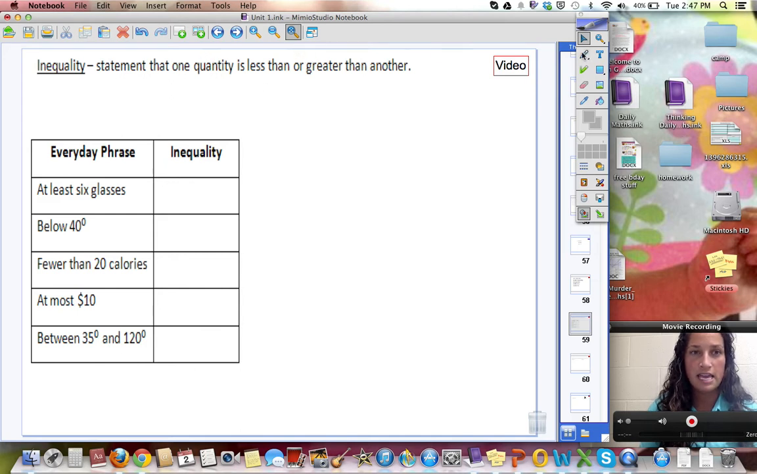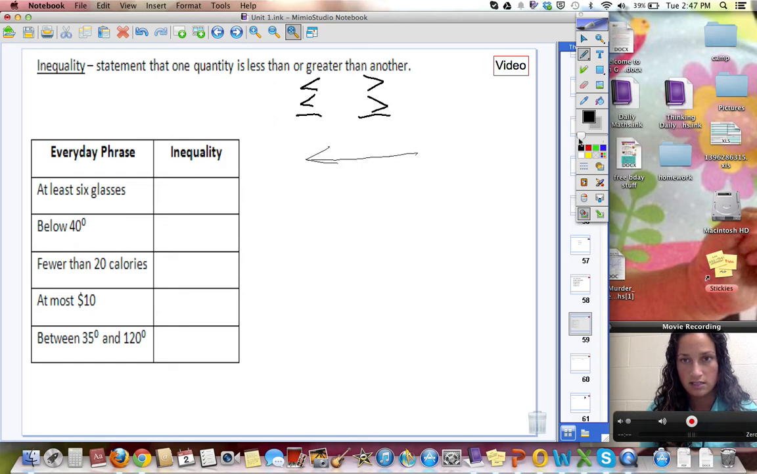It is a statement that one quantity is less than or greater than another quantity. So we can have it be less than or equal to, greater than or equal to. The way I like to think of it is, if you have a hard time remembering it, less than, if I draw an arrow, it points to the less than numbers on a number line. And then greater than, if I make that into a number line, points to the greater numbers on a number line.